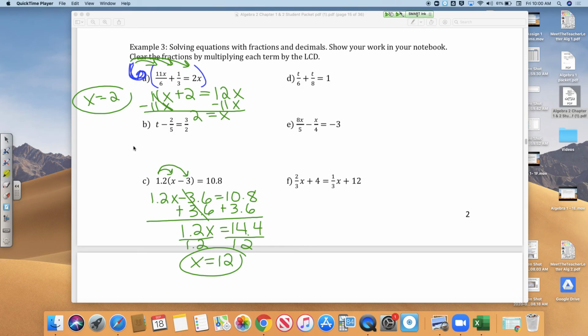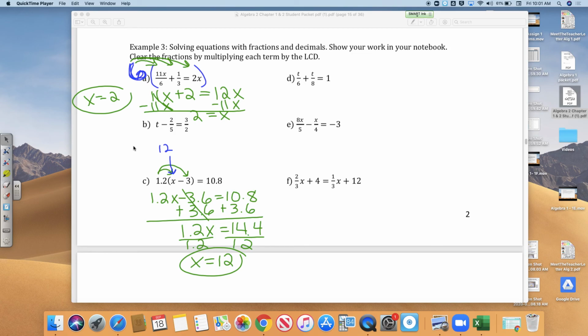And again, you can replace 12 in for x and verify that this is true by putting in a 12 right here in for x, and then multiplying it out and solving, and you'll get that it's equal to 10.8. So what I want you guys to do at this point is pause the video and try B, D, E, and F.